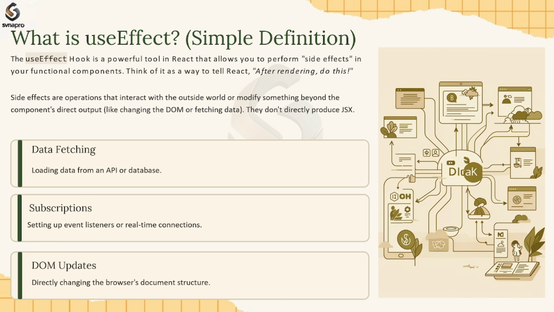Now we will understand what is useEffect. There are more than 10 to 15 types of hooks, and among them we will be learning useEffect. Now what is useEffect? The useEffect hook is a powerful tool in React that allows you to perform side effects in your functional component. Think of it as a way to tell React, after rendering, do this.